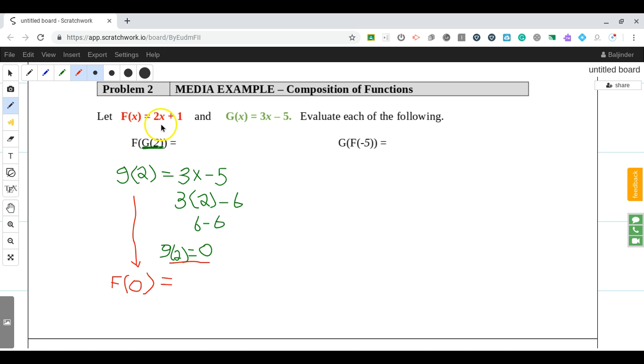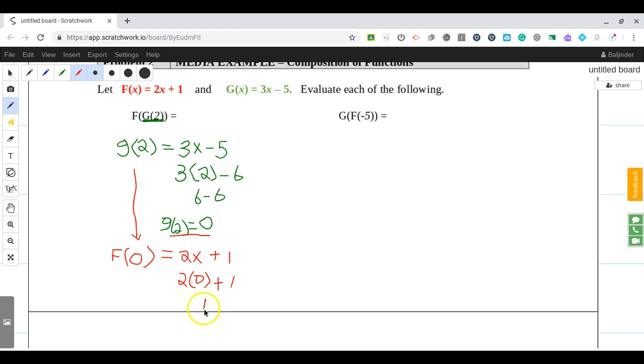F of 0 should be pretty easy to calculate because whenever we're multiplying by 0, everything's going to equal 0. So we're using the f function, which is 2x plus 1. We're replacing the x with 0. So it's 2 times 0. 2 times 0 is 0. And if you add 1, your final answer is going to be 1, right? So this is our final answer. So f of g of 2 is equal to 1. And we're done.